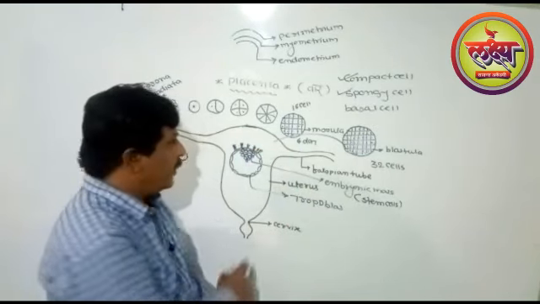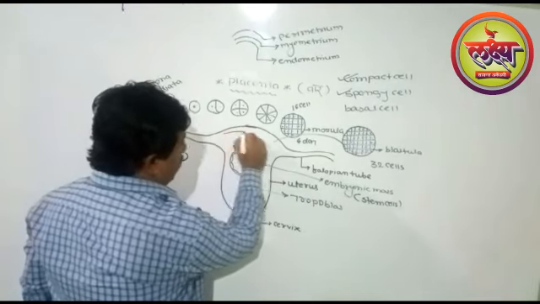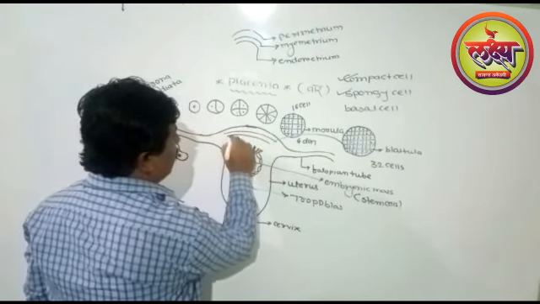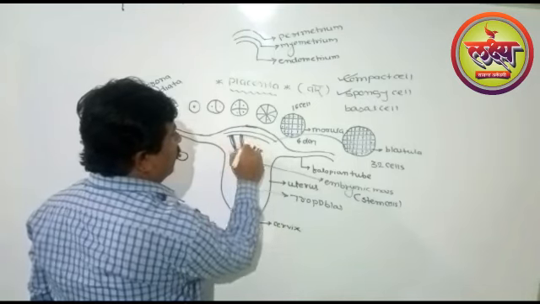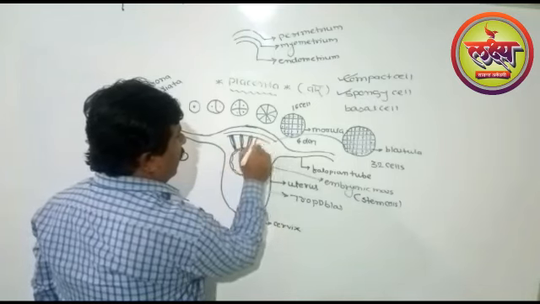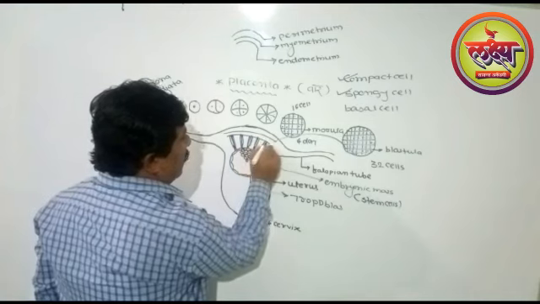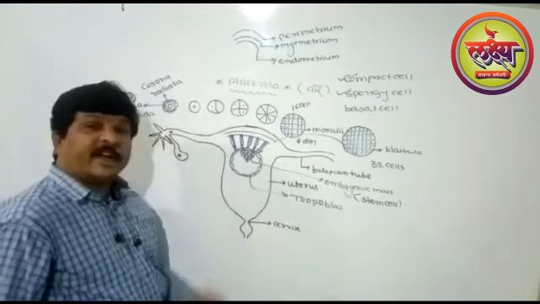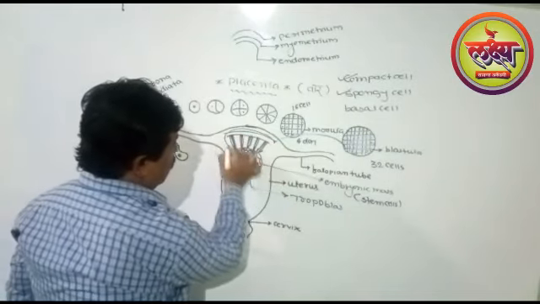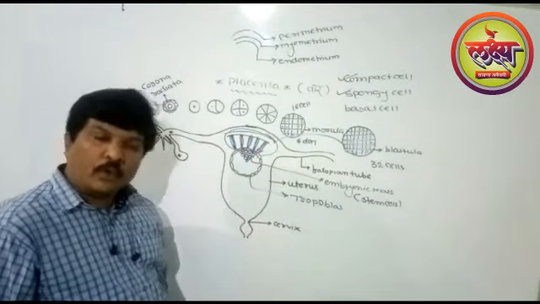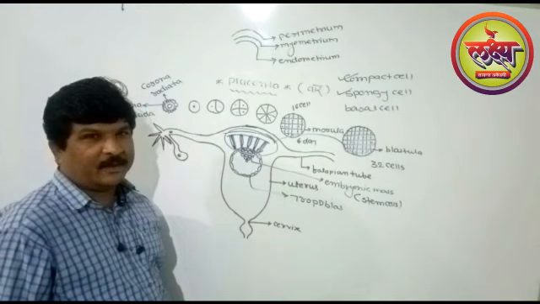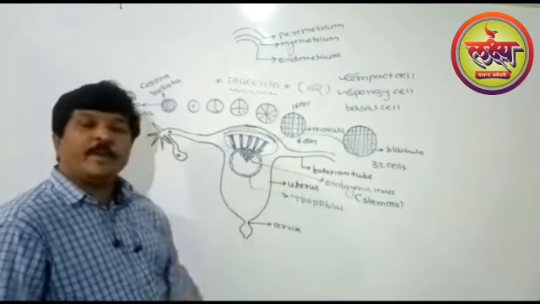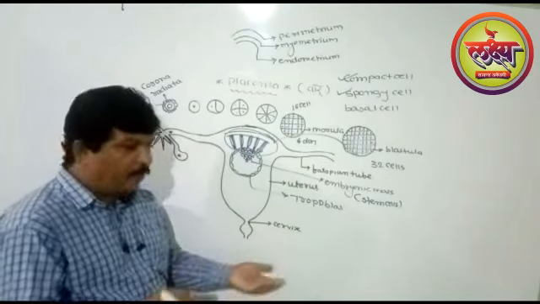Then they get implanted here in the endometrial layer and form an intimate connection, and where the connection is formed, this point we call the placenta. So these are the characteristic features and development of the placenta. Now we will stop here.